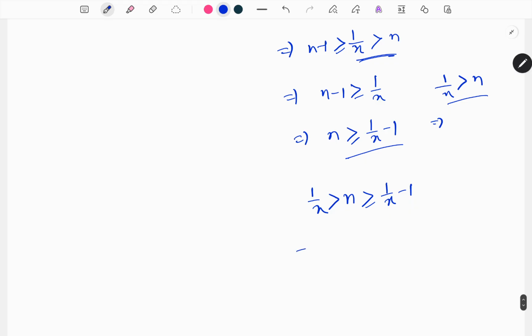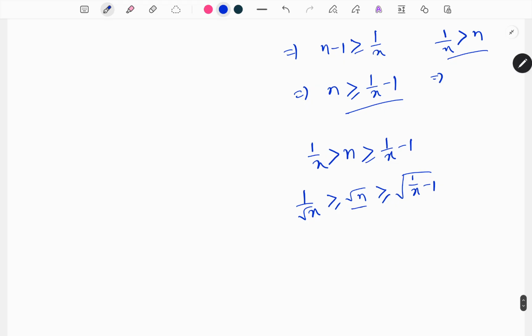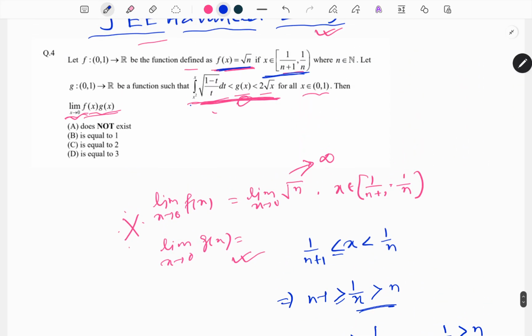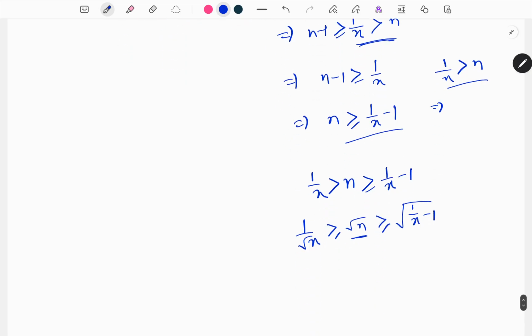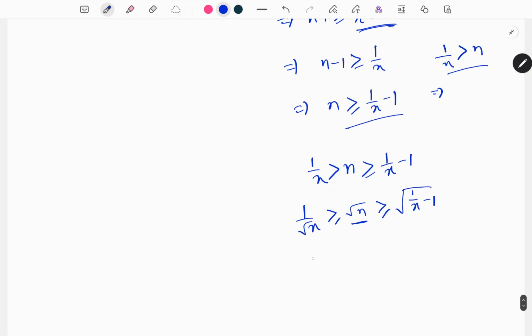So now take the square root. 1/√x is greater than √n, which is greater than or equal to √(1/x − 1). Now what is √n? √n is f(x), so we can write f(x) here. So 1/√x is greater than f(x), strictly greater, not greater than or equal, which is greater than or equal to √(1/x − 1).